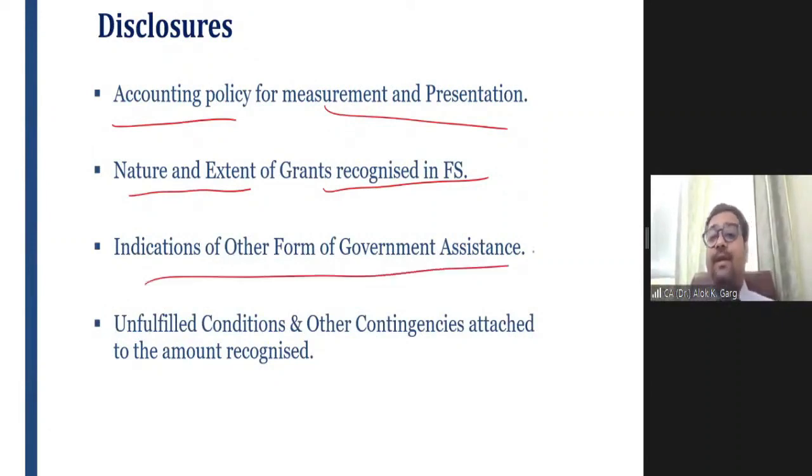Indication of other forms of government assistance. What could be the other forms of government assistance? You have to disclose. If there are unfulfilled conditions, then you have to disclose it as a contingent liability.